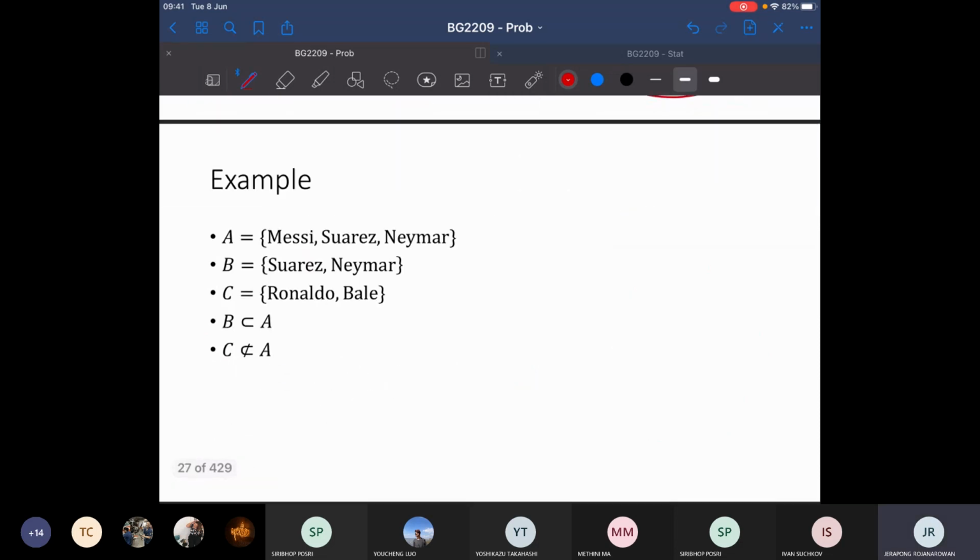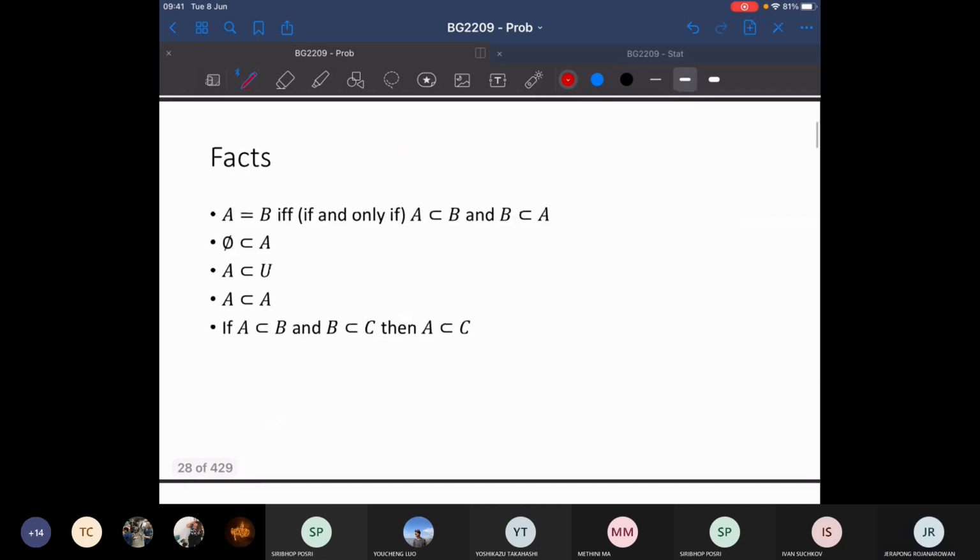So let's take a look at some examples. Messi, Suarez, Neymar is a set A. B is Suarez, Neymar, and C is Ronaldo and Bale. You can see that B is a subset of A because all elements of B also belong to A. So in this case, C is not a subset of A, right? So far so good.